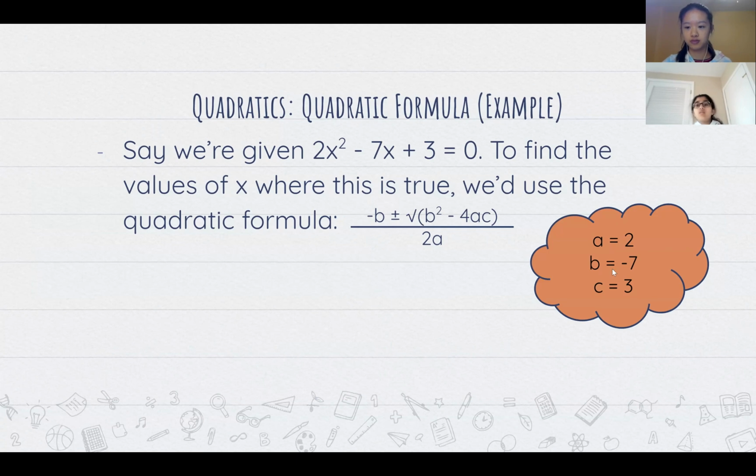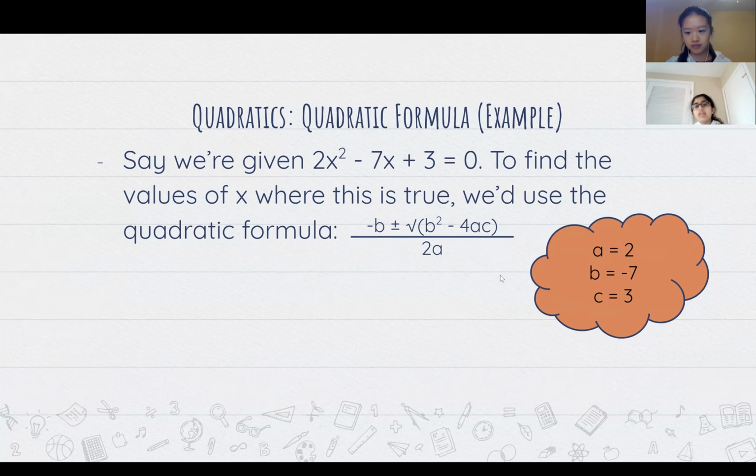Okay, so the quadratic formula, we have it as -b plus minus radical b squared minus 4ac divided by 2a. So how would we use this on an actual quadratic equation? We are given the example of 2x squared minus 7x plus 3 equal to 0. So we have a, b, c values of 2, -7, and 3. Now we want to solve it using the quadratic formula, so we just plug in a, b, and c into this formula.